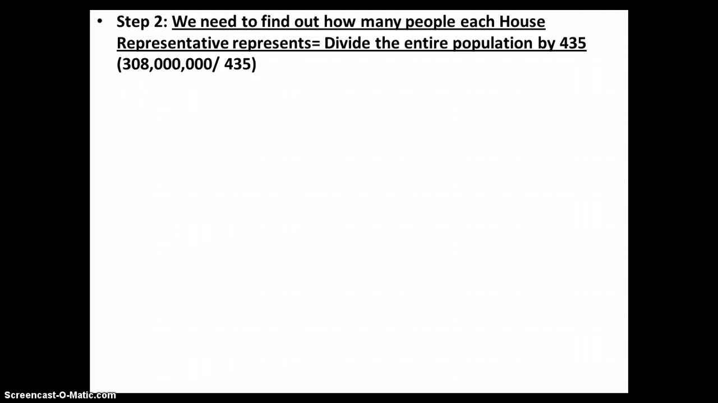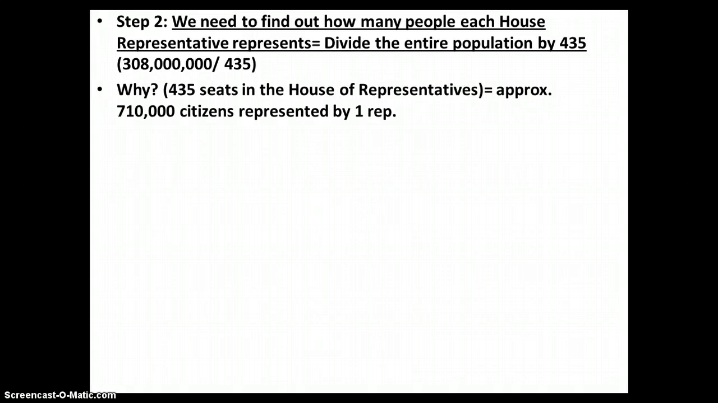We need to find out how many people each House representative represents. So after the total population has been determined, we need to divide the entire population by 435. Why? Because we need to see how many citizens will be represented by one House representative. The last census, taken in 2010, determined that the United States population is approximately 308 million individuals. And so in order to determine how many citizens are represented by one rep, we take 308 million divided by 435, and that gave us the number 710,000, meaning that each House representative is responsible for approximately 710,000 citizens in their state.